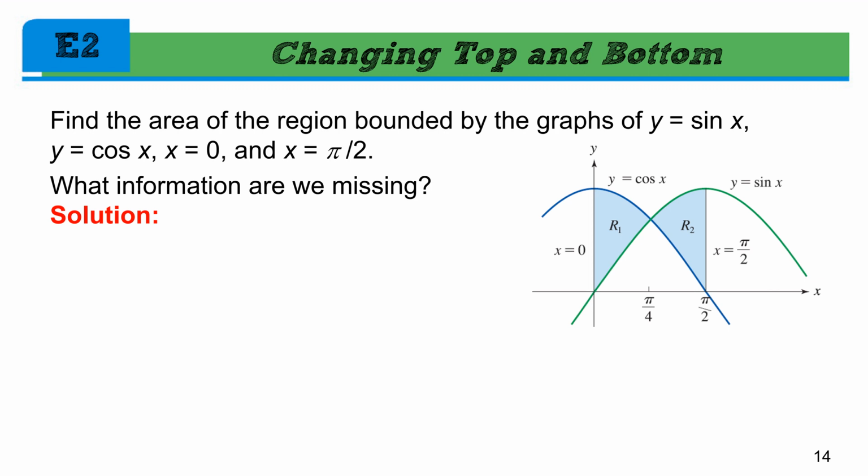Color preference. I was pink. Pink. I can do that, is that okay? Yeah. All right, go. Let's go R1 first. Okay, so the area is, okay, so cosine minus sine of x from 0 to pi over 4.